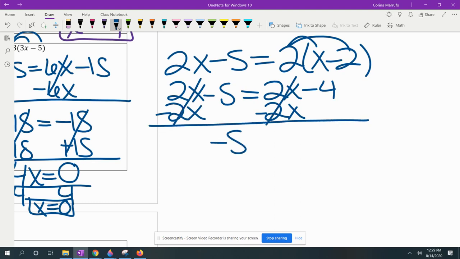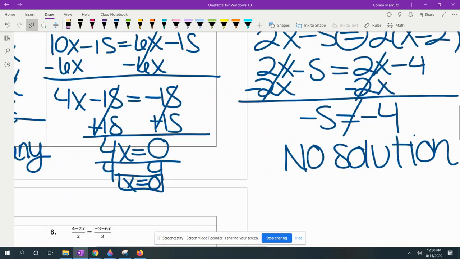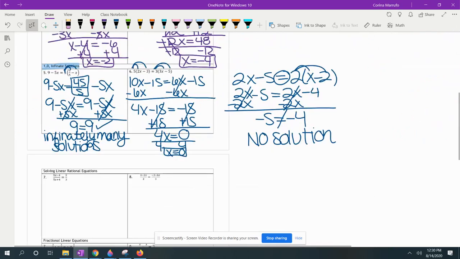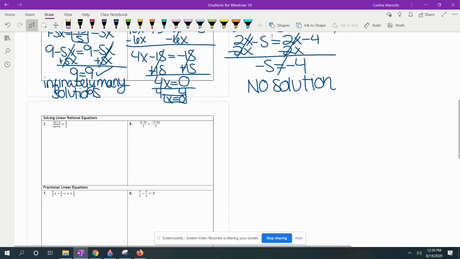But this time what we're left with is negative 5 is equal to negative 4, which we know is not true, right? So if it is not true, then that means that we have no solution. There's no number that you can pick for x that will ever make these two equations equal. Never, because we got negative 5 equals negative 4. So those are your 3 different examples. We have one solution, we have infinitely many solutions, and we have no solution.